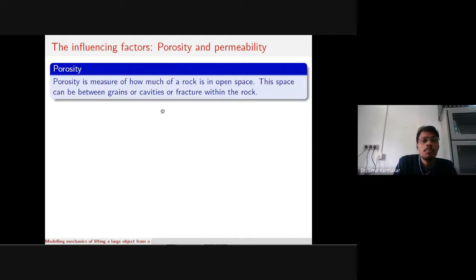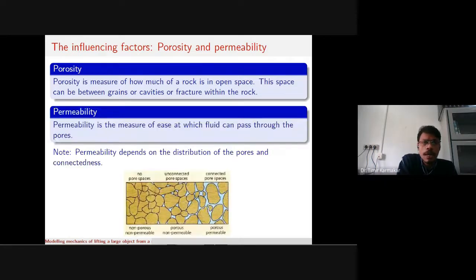One of them is porosity. Porosity is nothing but the pore space, or how much void space there is. It may be in a rock, in a soil, or in grains, cavities or fractures. It is how much space is occupied within the total volume. That is called porosity. And permeability is the measure of the ease with which a fluid can penetrate, the ability to penetrate the medium. That is called permeability.